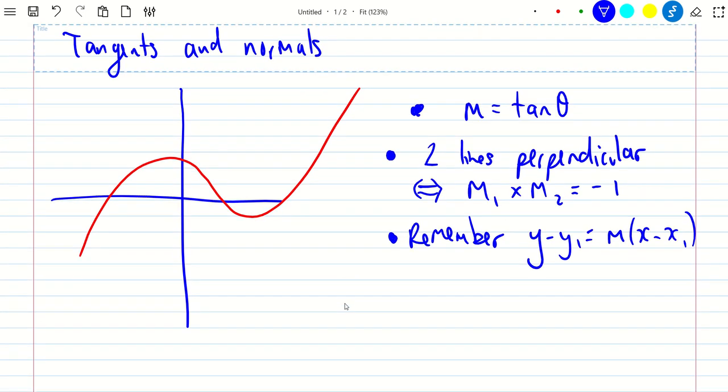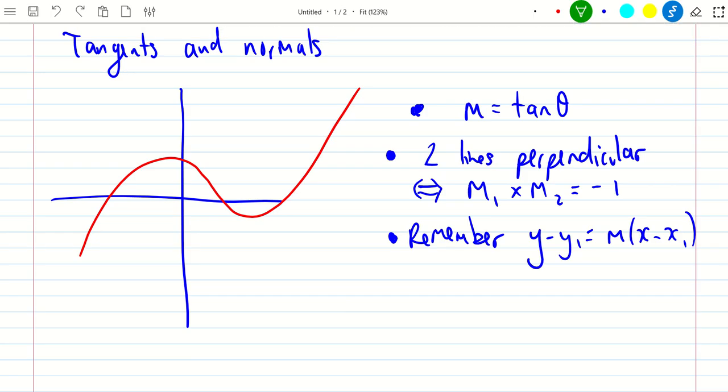Welcome to another video. Today we're going to have a look at function tangents and normals. I'll explain what those are, and what we're going to do is be finding the equations of these things. Okay, so let's have a look.